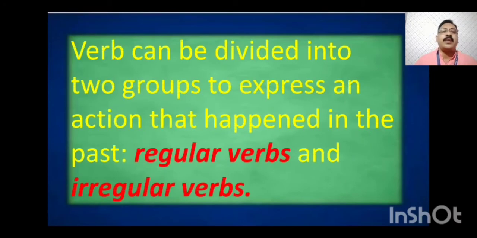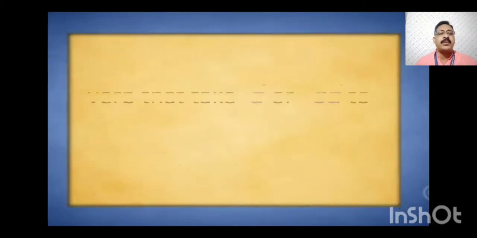First, verbs can be divided into two groups to express an action that happened in the past: regular verbs and irregular verbs. One is regular verbs and another is irregular verbs. Now let's see what is a regular and what is an irregular verb.